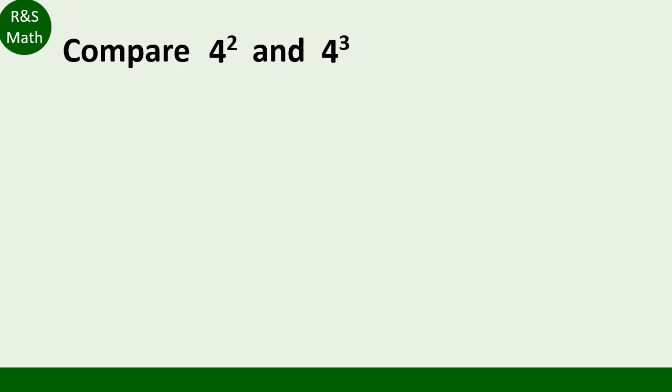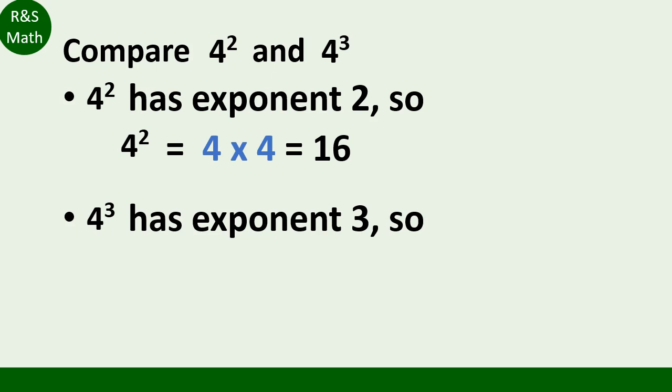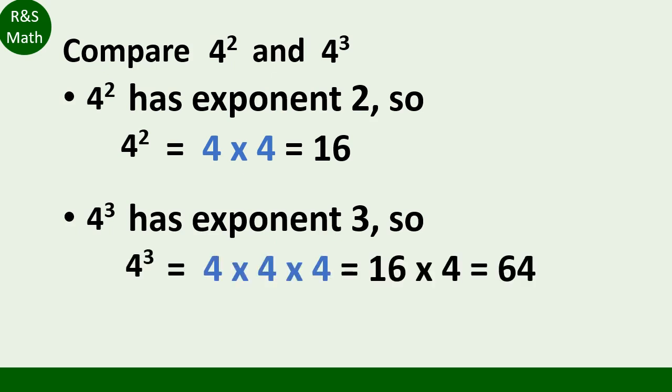Now let's compare 4 to the second power and 4 to the third power. 4 to the second power has exponent 2, so 4 to the second power equals 4 times 4 equals 16. Notice there are 2 copies of the base 4 multiplied. 4 to the third power has exponent 3, so 4 to the third power equals 4 times 4 times 4, which is 64. Notice there are 3 copies of the base 4 multiplied.